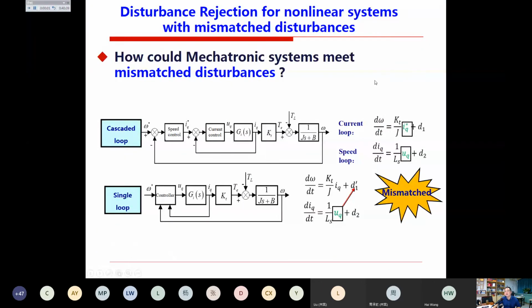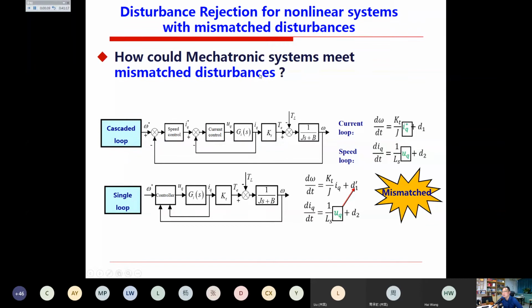So another problem, I think it's one of the main contributions of our group, and for my IEEE Fellow, the contribution is about mismatched disturbance rejection control for industrial control systems. I think that's our main contribution. So I will just take several minutes to introduce the problem. It means that sometimes you have to handle the mismatched disturbance in mechatronic systems.